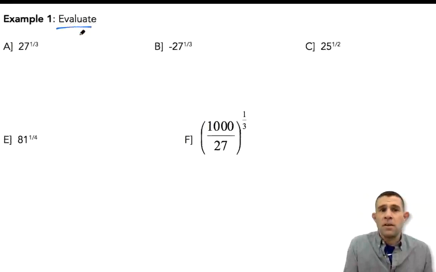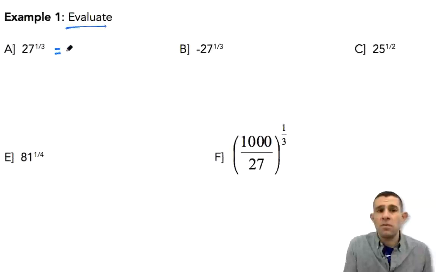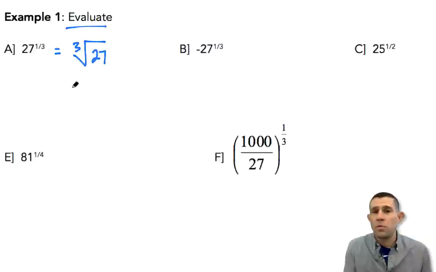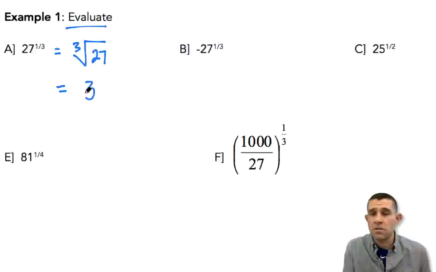It says to evaluate here, 27 to the 1/3. So this represents the cube root of 27. Or in other words, what do you multiply by itself 3 times in order to get 27? And that solution is 3. Because, like I just said, if I were to take 3 and cube it, then I would get 27.